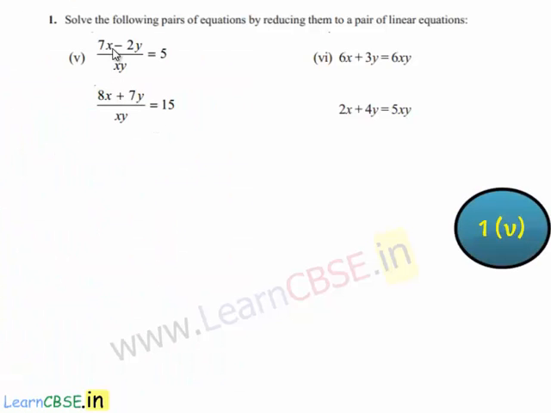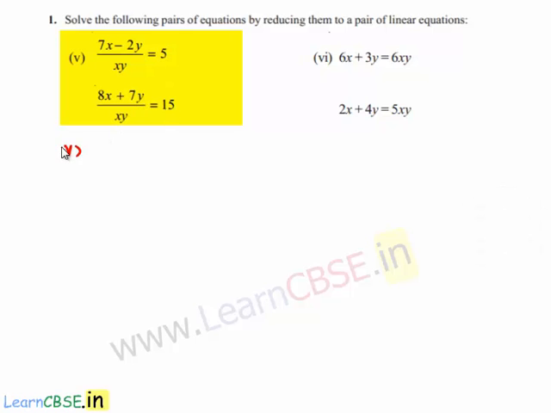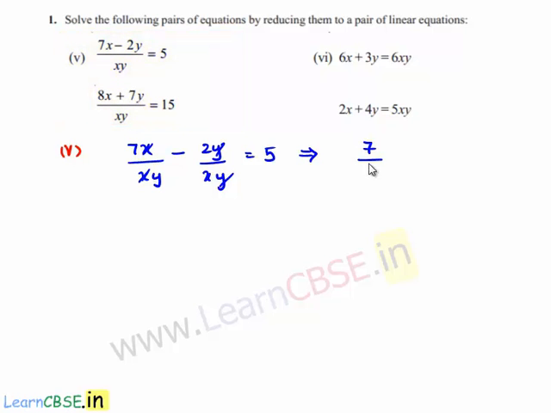Now coming to the fifth bit, the given equations are 7x minus 2y divided by xy is equal to 5 and 8x plus 7y divided by xy is equal to 15. So these equations can be written as 7x divided by xy minus 2y divided by xy is equal to 5, which implies x and x can be cancelled and y can be cancelled. This becomes 7 by y minus 2 by x is equal to 5. This can be written as minus 2 by x plus 7 by y is equal to 5.